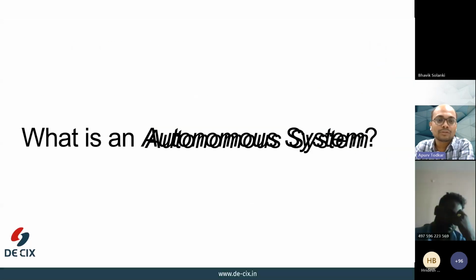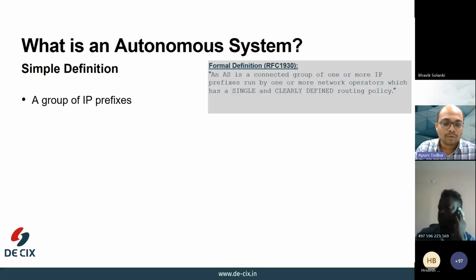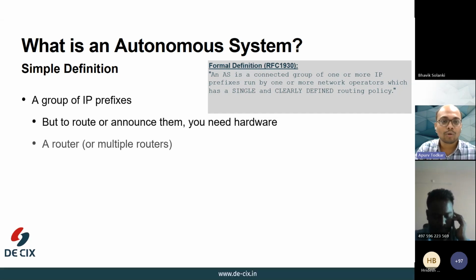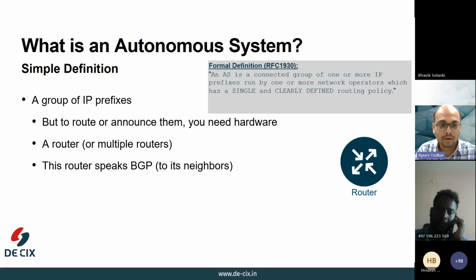So we have used a new term here, the autonomous system number. Many of you probably know what an autonomous system number is, but I'll still go through it. So what does an autonomous system really mean? An autonomous system is basically a group of prefixes. According to the RFC 1930, an autonomous system is a connected group of one or more IP prefixes run by one or more network operators with a single clear routing policy.